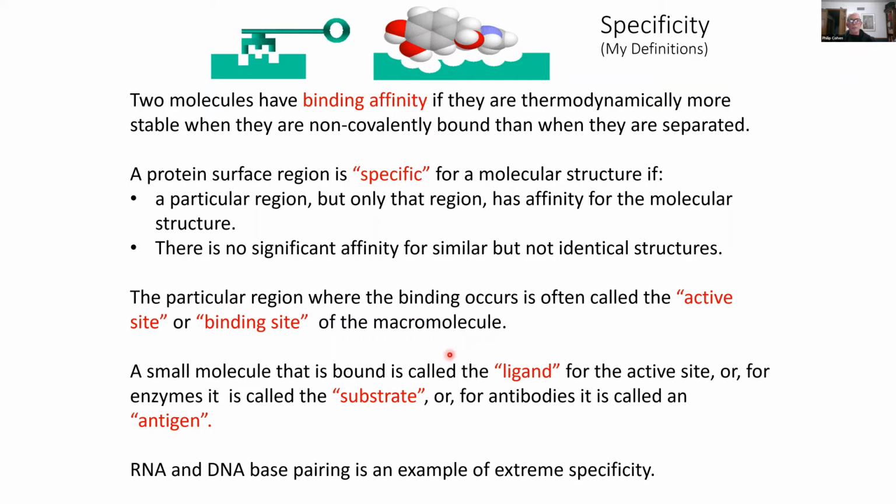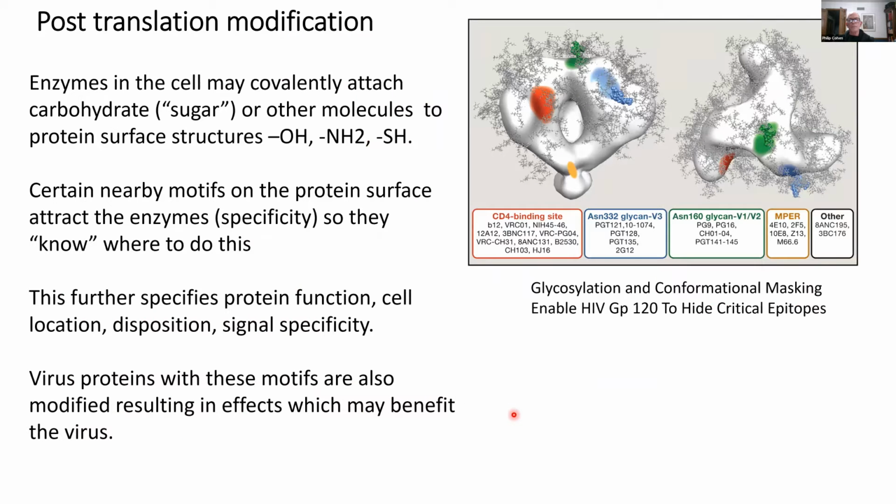We have different names for the things that bind to an active site. A general term is a ligand. If it's an enzyme, it's called a substrate. If it's an antibody, it's called an antigen. Okay, so are we okay so far? Okay, and this is, I think, interesting.